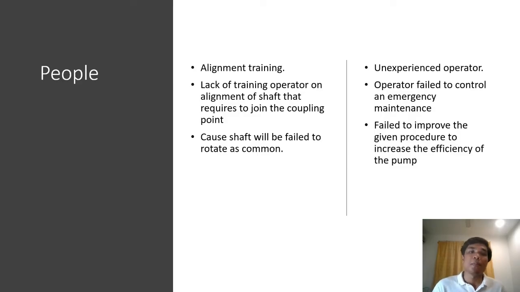Next on the cause from people is the lack of training of the operator on the alignment of the shaft, which requires joining the coupling point, otherwise the shaft will fail to rotate as normal. Inexperienced operators fail to control an emergency maintenance, and fail to improve the given procedure to increase the efficiency of the pump.